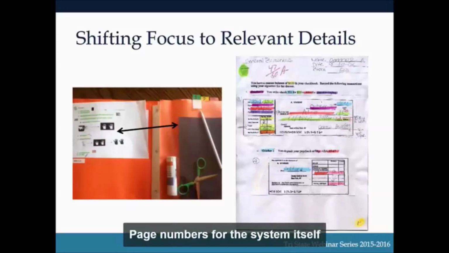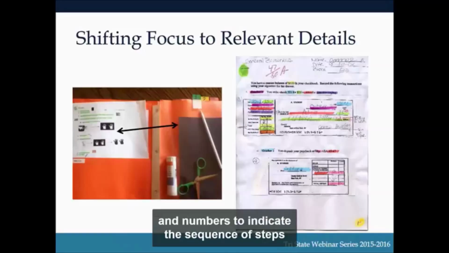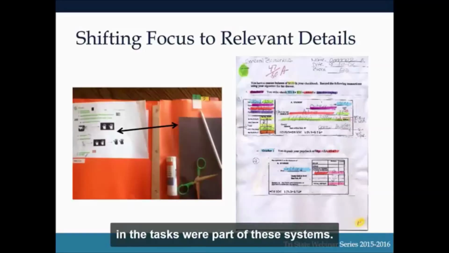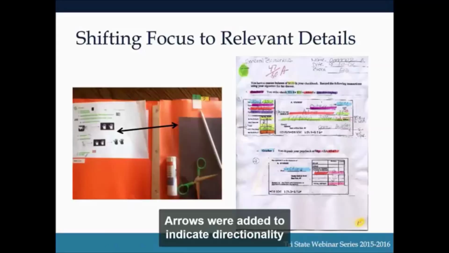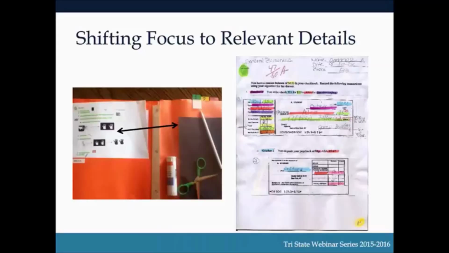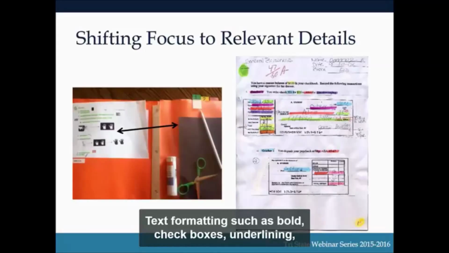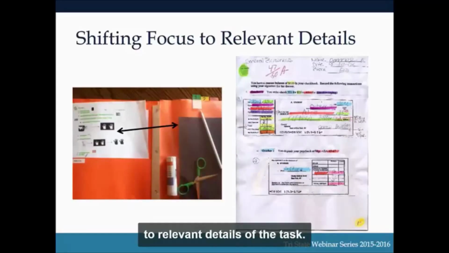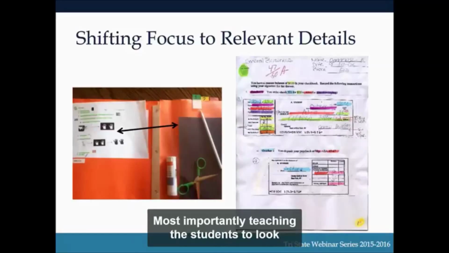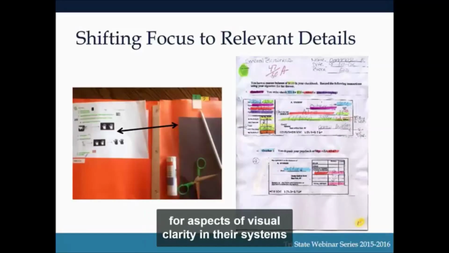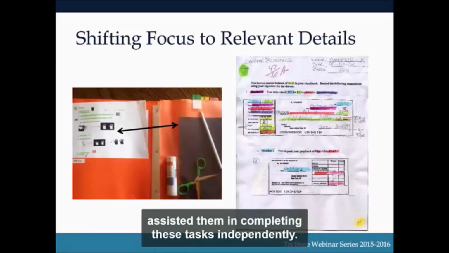Page numbers for the system itself and numbers to indicate the sequence of steps in the tasks were part of these systems. Arrows were added to indicate directionality or flow of steps. Text formatting such as bold, checkboxes, underlining, and different fonts were also included to call attention to relevant details of the task. Most importantly, teaching the students to look for aspects of visual clarity in their systems assisted them in completing these tasks independently.